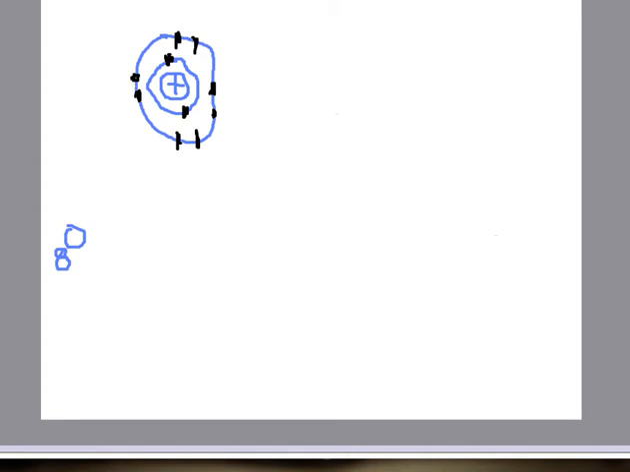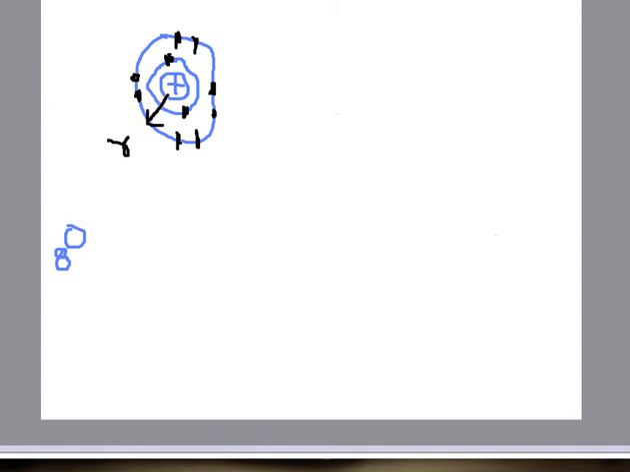Now, let's assume what atomic radii is. Here, this is your atomic radii. This is the value of R. This is your atomic radii: the distance from the nucleus to the last orbit is your atomic radii.